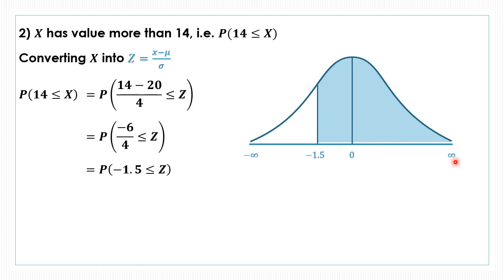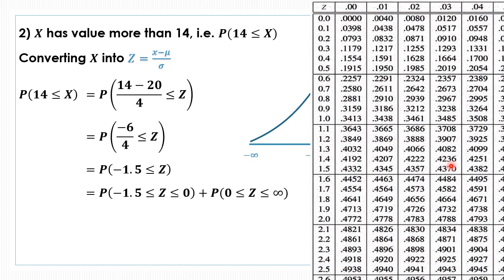So how are we going to calculate probability for that? Once again, we will divide this into two parts. The first part will be negative 1.5 to 0. The second part will be 0 to positive infinity, because every time we need 0 in the equation, else we can't calculate the probability. So negative 1.5 to 0 and 0 to infinity. So negative 1.5 less than or equal to z less than or equal to 0, plus 0 less than or equal to z less than or equal to positive infinity.